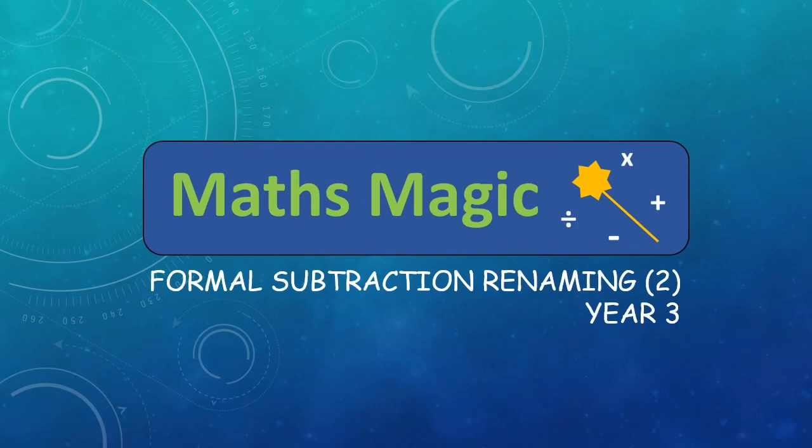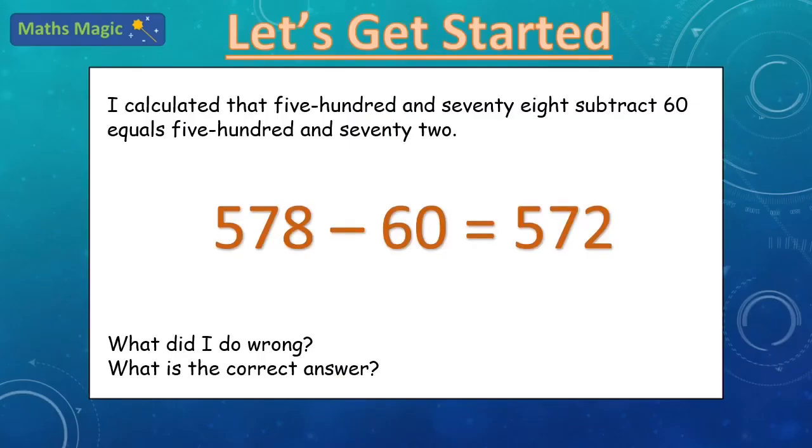Today we're going to be learning about formal subtraction, renaming, Lesson 2, Year 3. Let's get started. Have a look at this question. I calculate that 578 subtract 60 equals 572. What did I do wrong and what is the correct answer? To have a go yourself, pause this video now.